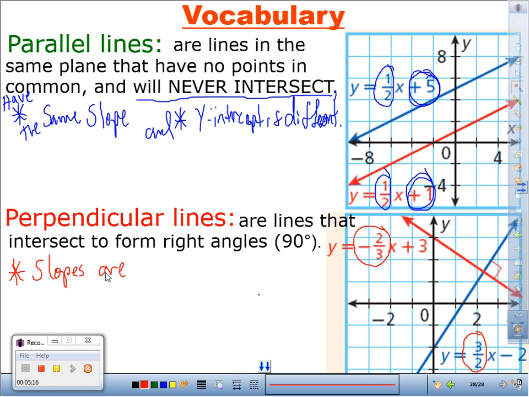Slopes are reciprocal, but look at this last word, inverses. Here we look up, so watch. What is the reciprocal of 2/3? 3/2. But what is the inverse of a negative? Positive. So look at the signs. One of them is one and the other one is the other. So they need to be the reciprocal inverses.